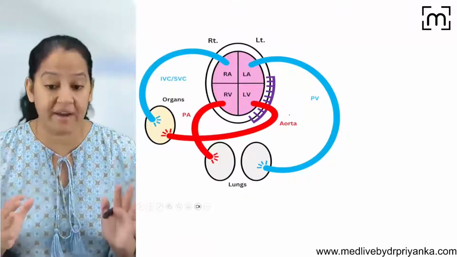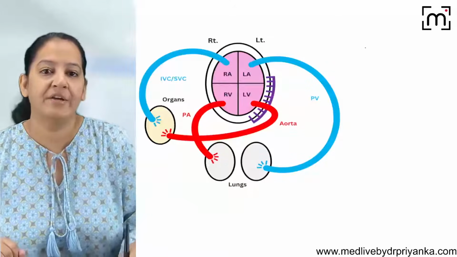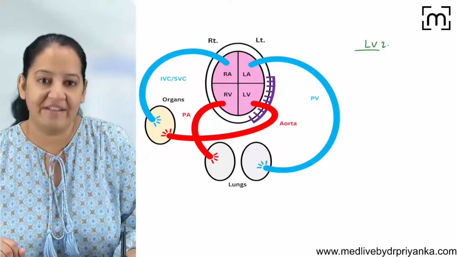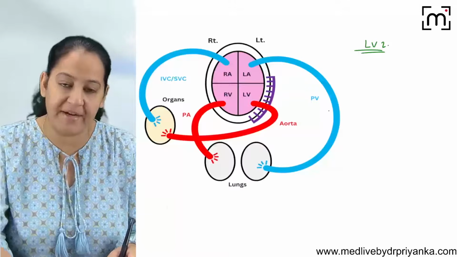Okay, now the question arises, how does left ventricle contract? Do you know how does left ventricle contract? So when the left ventricle is contracting, then only blood is ejected in aorta.